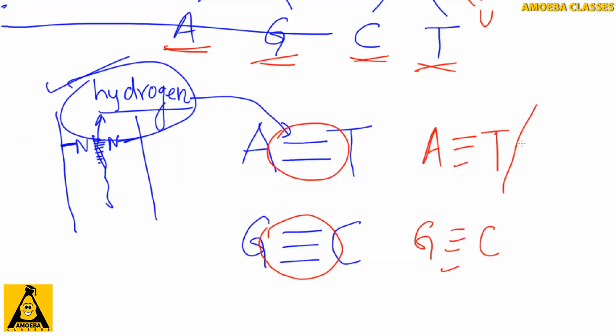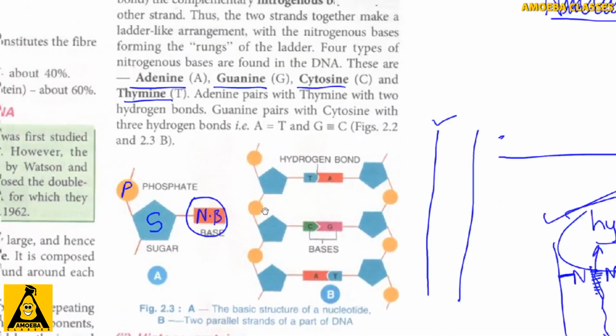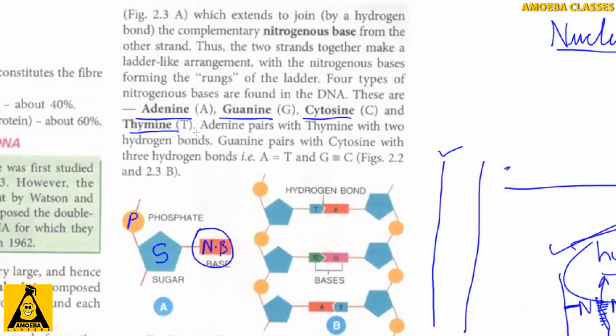This can be vice versa also. Thymine can be paired with adenine by the double hydrogen bond, and in the same way cytosine can be paired with guanine by the triple hydrogen bonds. Make sure that you don't get confused in these terms: adenine, guanine, cytosine and thymine. Adenine with thymine by double hydrogen bonds, and guanine with cytosine by three hydrogen bonds.